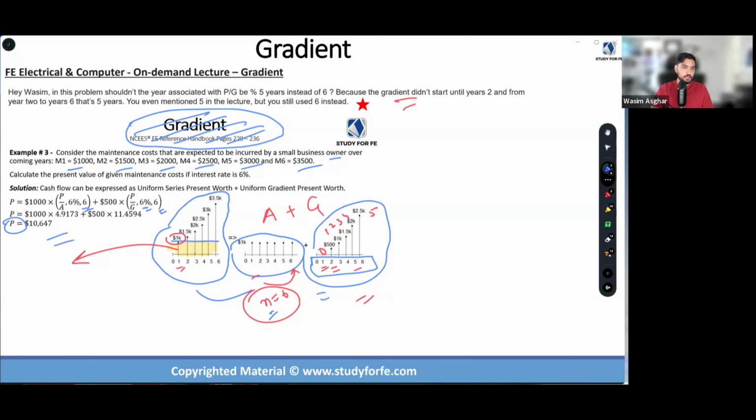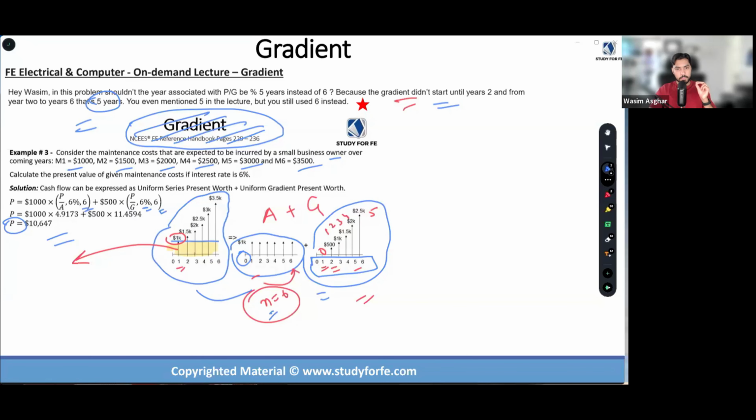So, "gradient doesn't start until year 2." That's wrong. Even that statement is wrong. Gradient is starting from year 0. All of these cash flows, even in annuity, the cash flow is starting from year 0. It's just a $0, and that is still a value.